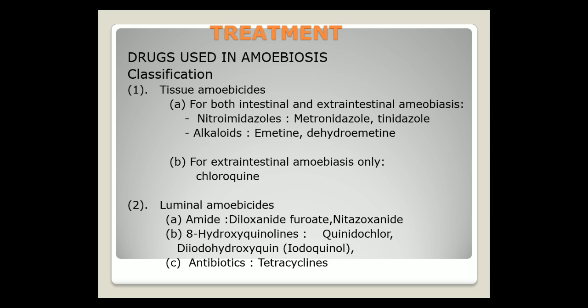The treatment of protozoal infections. First of all, the drugs used in amoebiasis. Classification: tissue amoebicides for both intestinal and extraintestinal amoebiasis include nitroimidazoles, for example metronidazole and tinidazole, and alkaloid derivatives, emetine and dehydroemetine. For extraintestinal amoebiasis only, chloroquine. Second, luminal amoebicides, which include amides, for example diloxanide furoate and nitazoxanide.